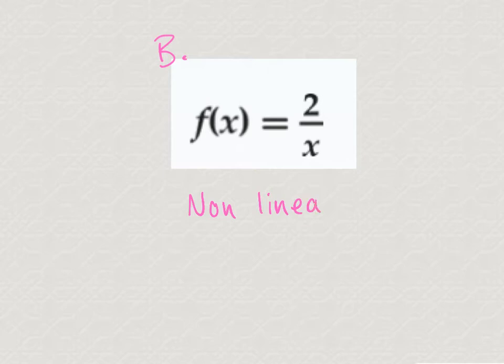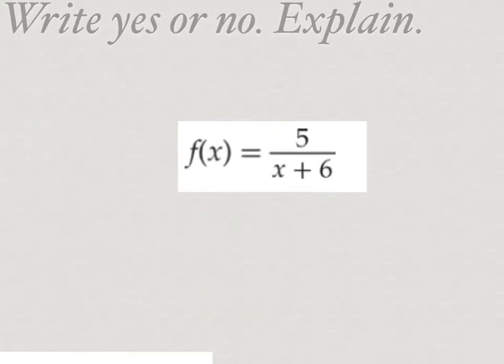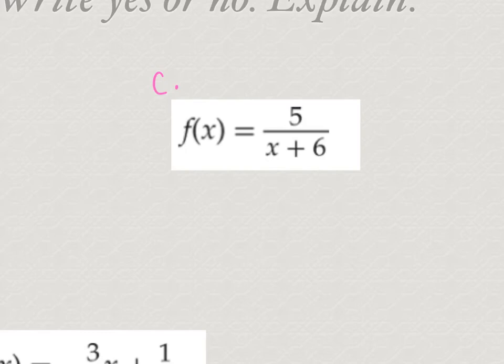Can you explain, if it's linear and non-linear, what are the rules again? I'm sorry, I couldn't understand the first time. All right, let's look at C, the one on the right on the top for you guys. Would this be linear or non-linear? Non-linear, awesome, because we can't have an x in the denominator, so this is non-linear.